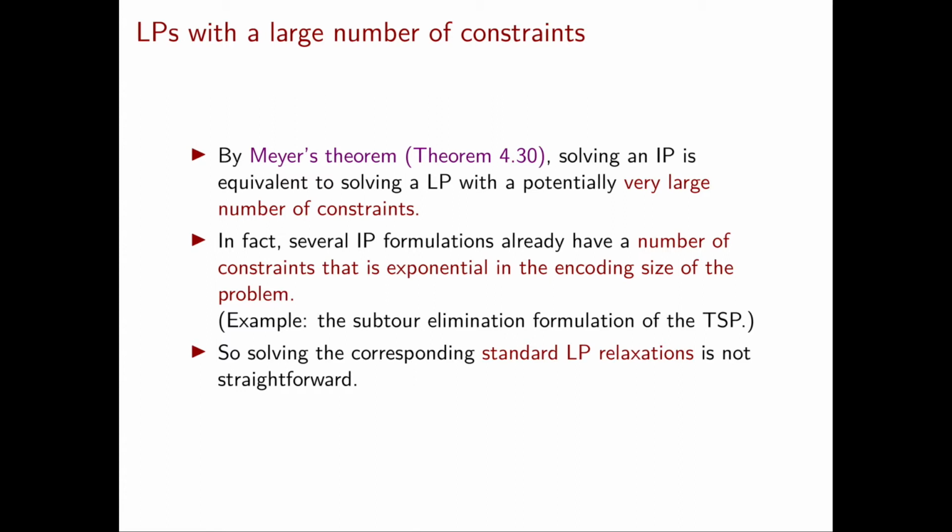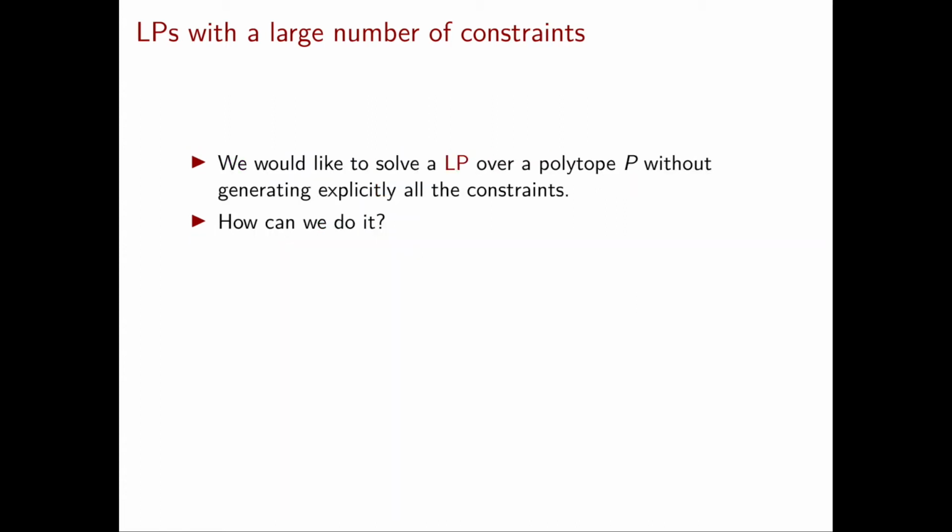In the first case, we're talking about the linear programming problem over the integer hull of the polyhedron, and in the second case, we're just talking about the standard linear programming relaxation of our integer program. So the first goal of this video is to understand how we can efficiently solve linear programming problems with an exponential number of inequalities. If we want to do so, clearly we cannot generate explicitly all the constraints, because just doing that can take exponential time. So how can we solve such linear programming problems efficiently, or in polynomial time?